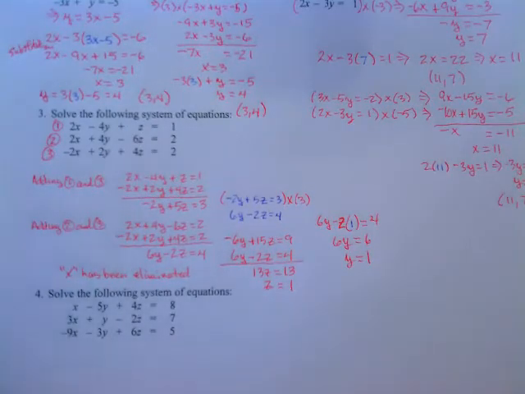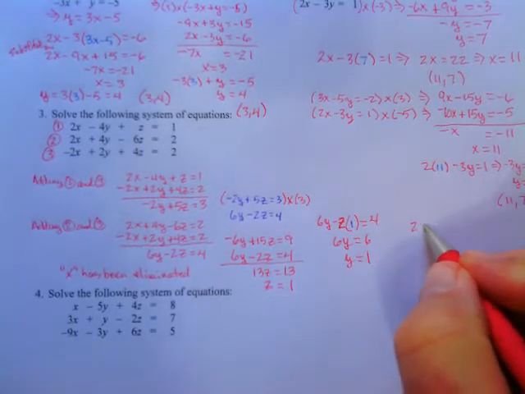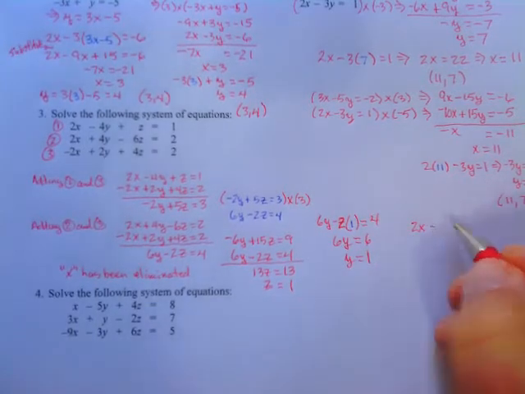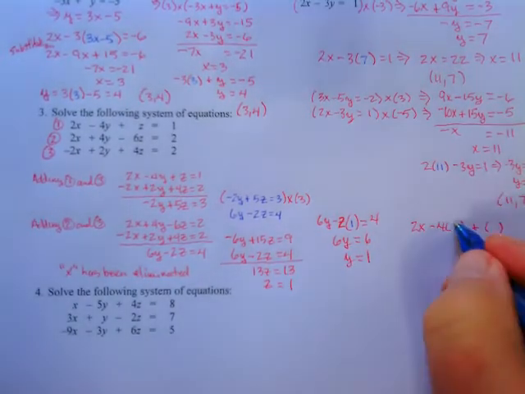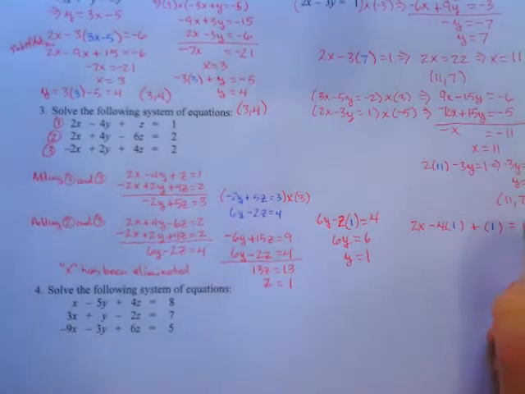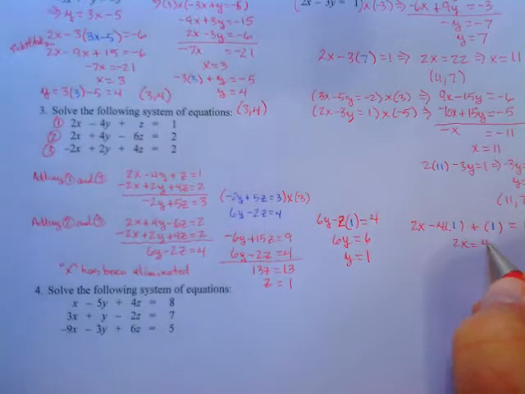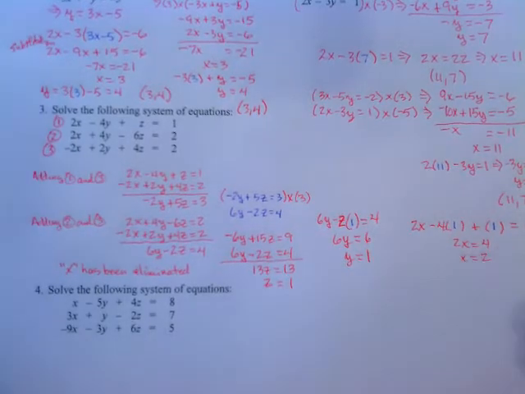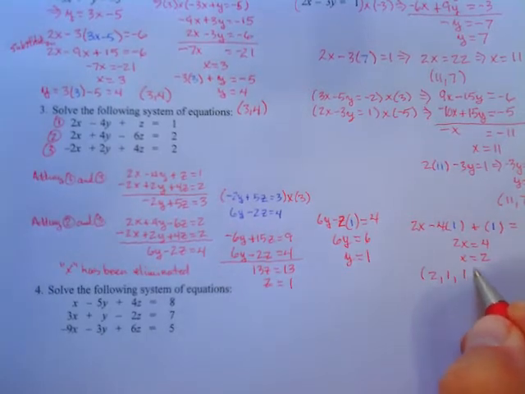And now that I have that, let's go back to, say, the top equation. 2x subtract 4 plus the z. Both of those guys were 1s. Doesn't have to be that way, it just happens to be in this case. And so I'm going to end up with 2x equals 4, or x equals 2, and therefore my answer is 2, 1, 1.